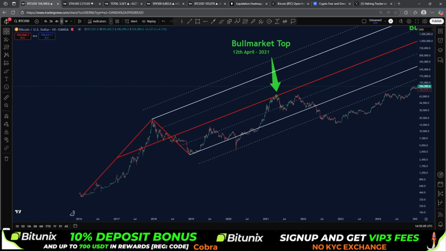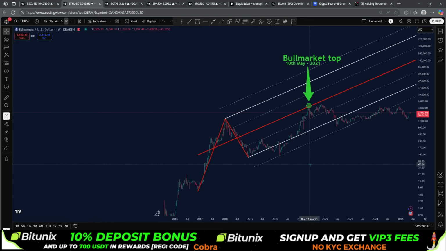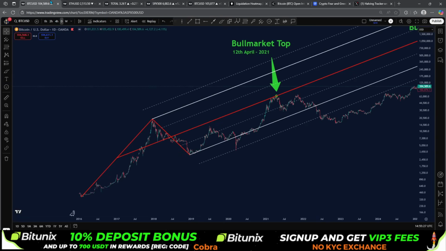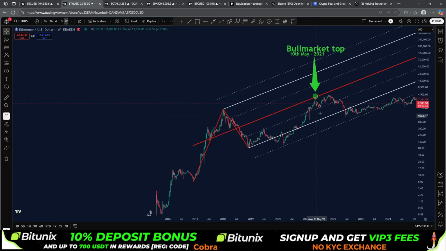One very interesting confluence we found was on the Ethereum chart. Ethereum had very similar price action to Bitcoin. We used the bear market lows, the bull market top, and then the recent bear market lows for the previous bull market top here. We can see Ethereum had a very similar pattern. We came up to the median line, and this was the 10th of May. So Bitcoin actually hit the median line on the 12th of April, and slightly later, Ethereum topped a few weeks after.